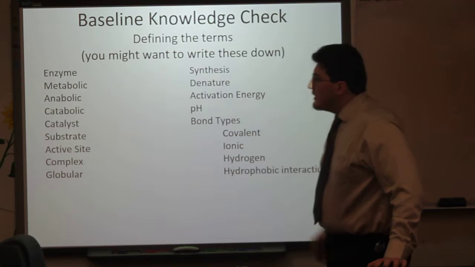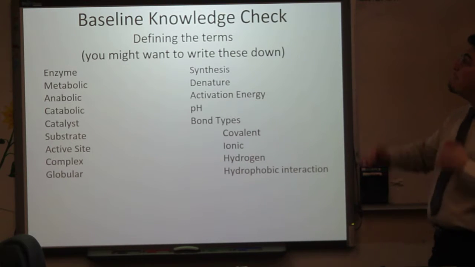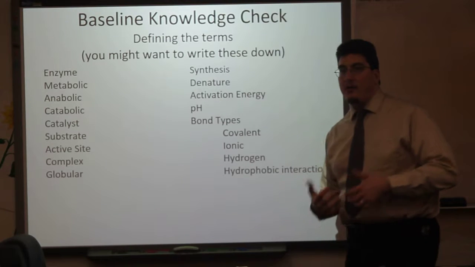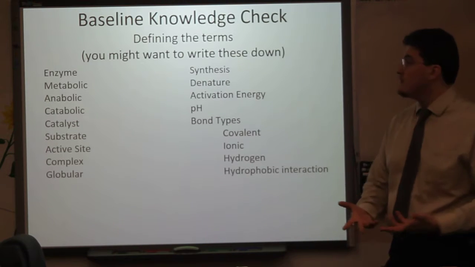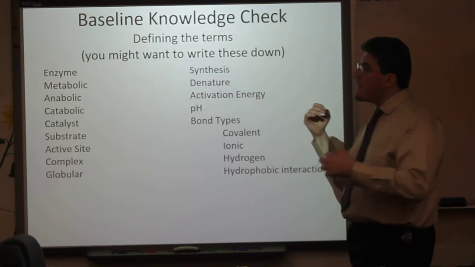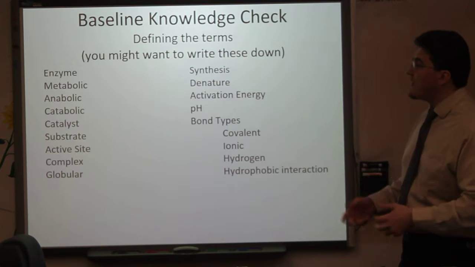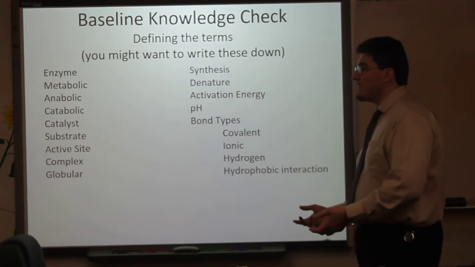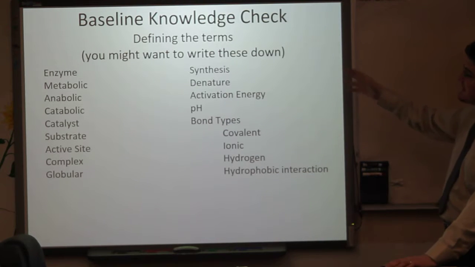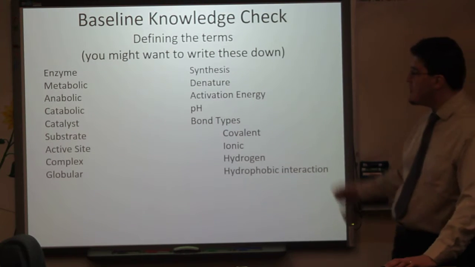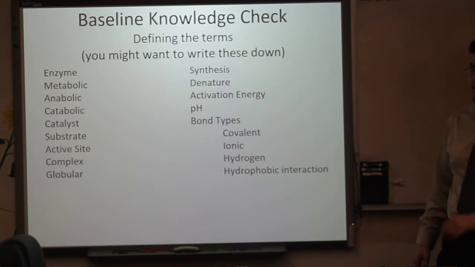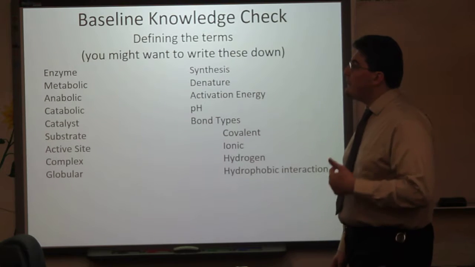Now, let's talk about enzymes. Baseline knowledge. You need to write these definitions down at home if you don't have them already in your notes. The definitions for enzyme, for metabolic, for anabolic, for catabolic, for catalyst, for substrate, active site, complex, globular, synthesis, denature, activation energy, pH, the bond types: covalent, ionic, hydrogen, and hydrophobic interactions. Now, let's go through these one by one.